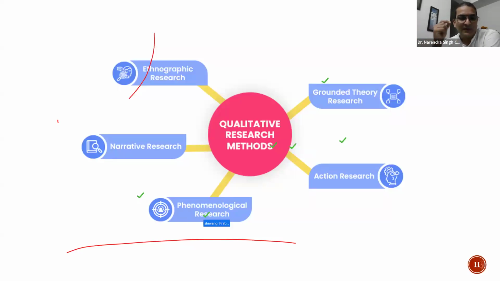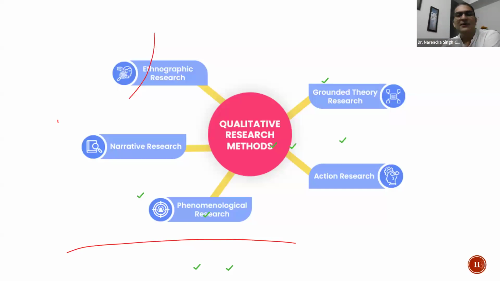Right? So phenomenological research has been there. Narrative research has been there. Narrative research, how is it different? When you have collected the respondents' data, whatever the responses you have received from the participants, you are narrating the story in your own way. All right.